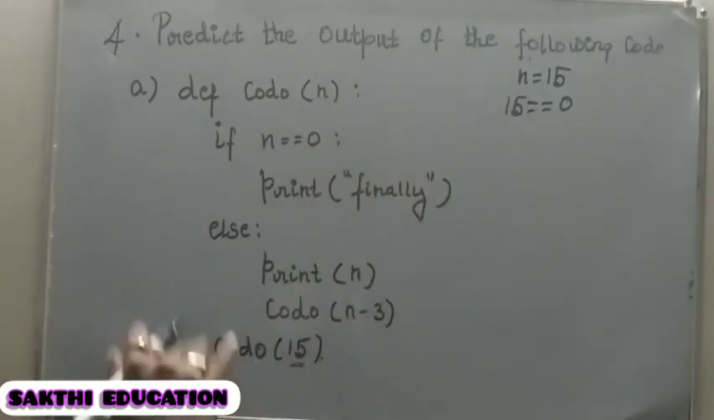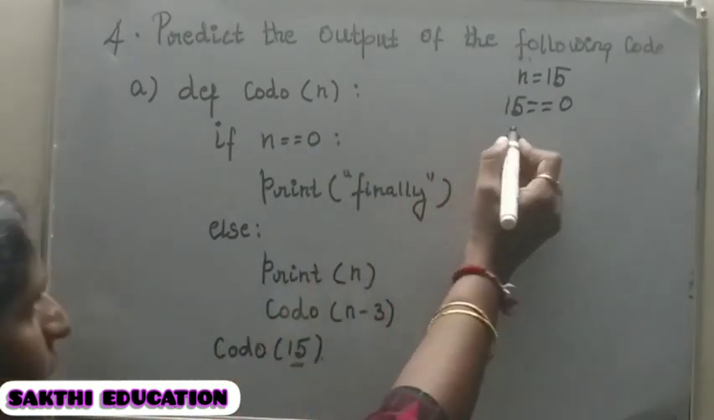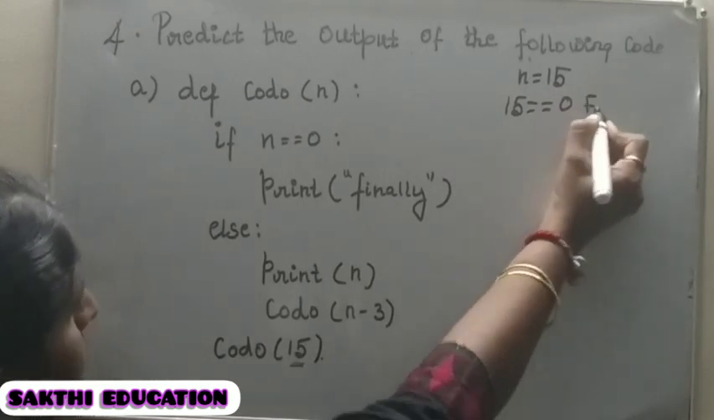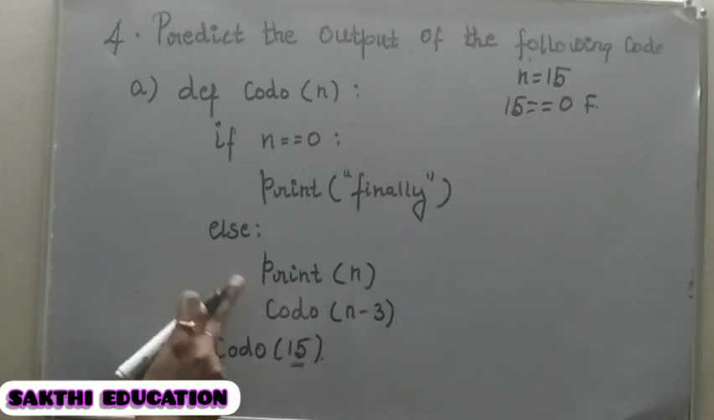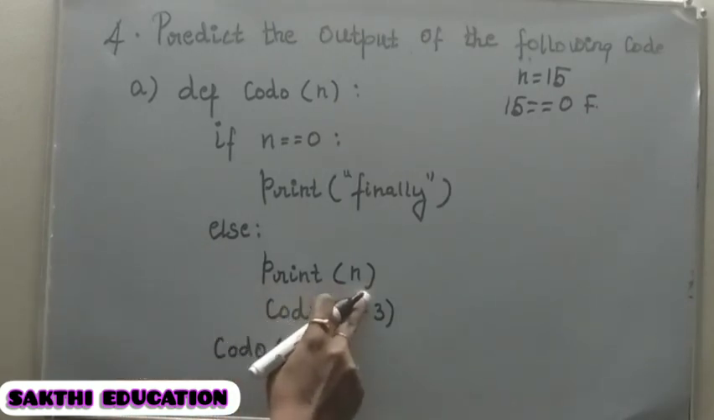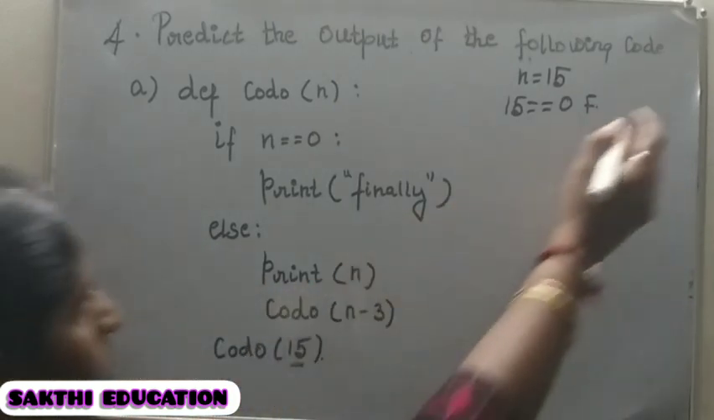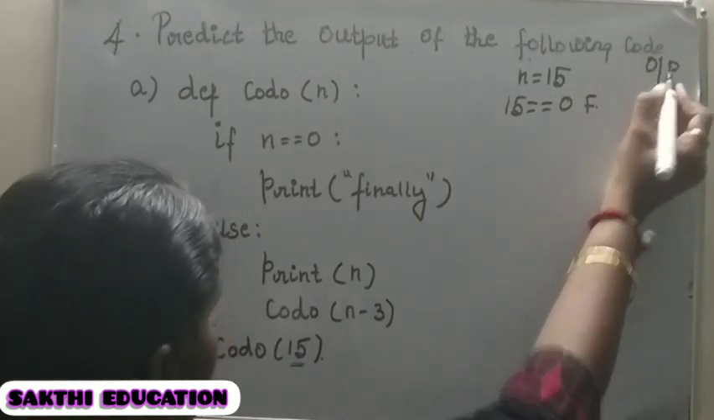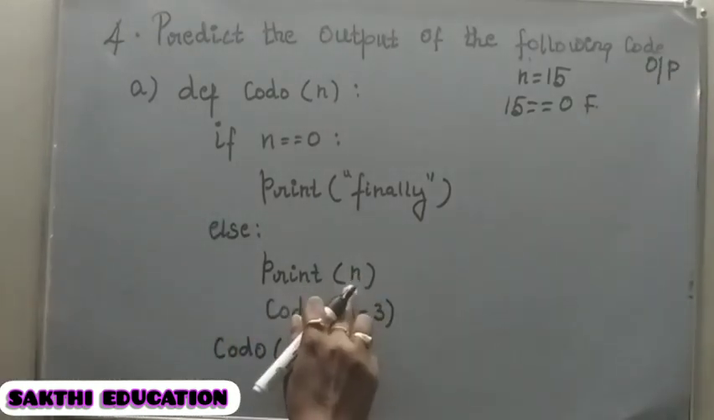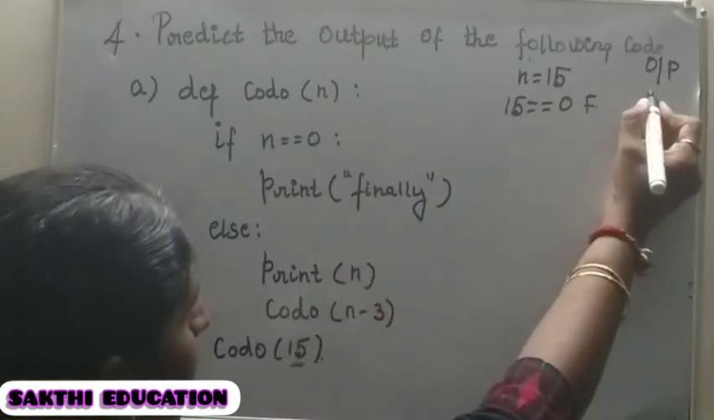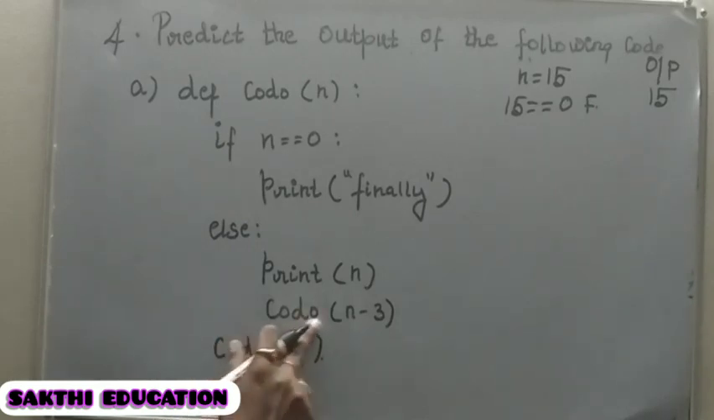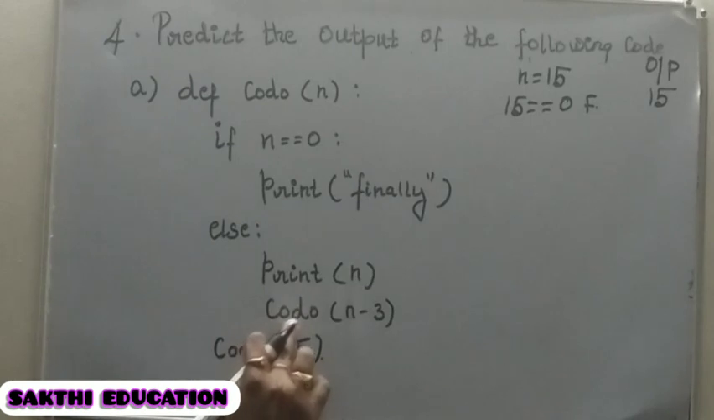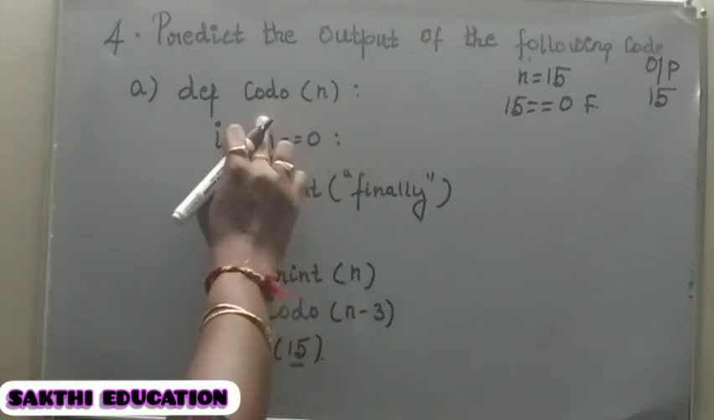We have to find out whether it is a true or false statement. It is a false statement. If it is a false statement, the control transfers to the else part. Here I ask you to print the value of n. Print is an output statement, so it produces an output. So what are we going to produce here? The n value. The n value is what? 15. Next, n minus 3. 15 minus 3 is what? 12. See here, again I am calling the function definition.